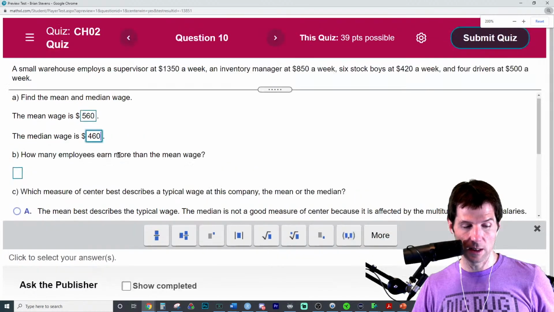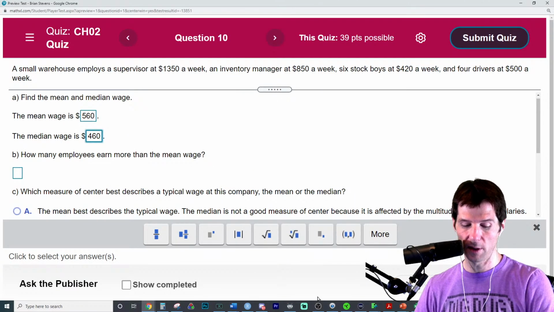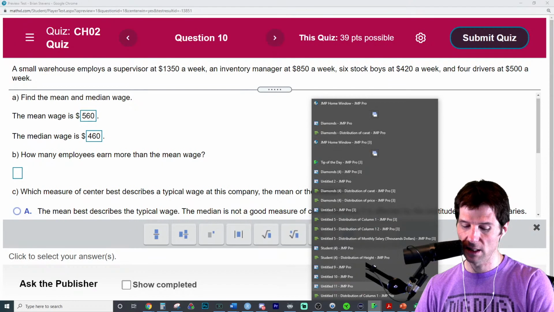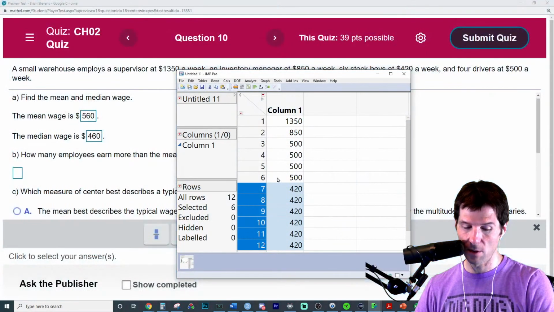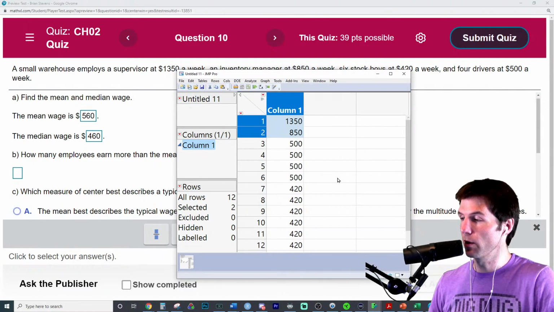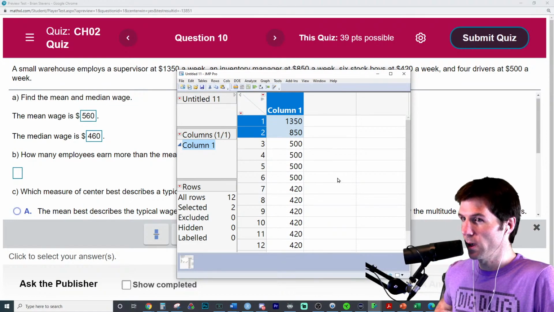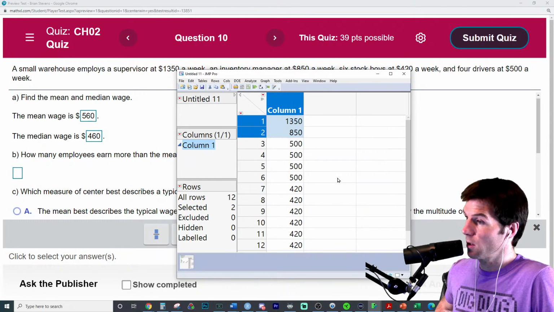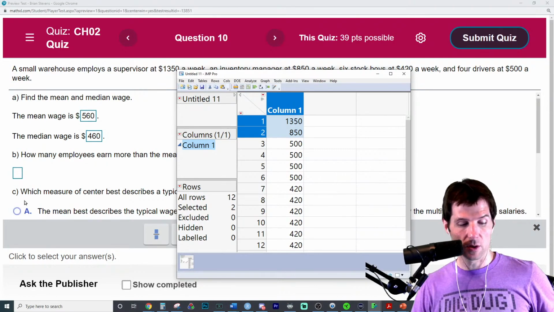Next question is, how many employees earn more than the mean wage? Well, we just need to look at the data. The great thing about just writing down all the data is we can see the mean is 560. So how many employees earn more than the mean wage? The mean wage is 560. There's 2 employees that earn more than the mean wage. So pretty good right there.